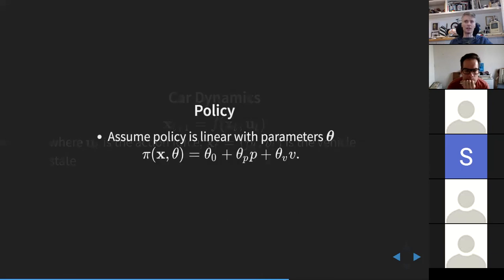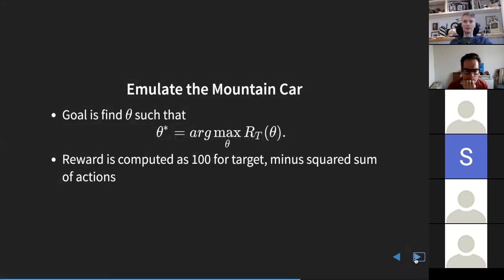So there's a position and the velocity. And as I said, the policy is very simple. It's just an offset and a scaling of the position and a scaling of the velocity. And the car then responds from that. And the aim is to try and get the maximum reward out of the system, which is achieved by, in our case, doing a Bayesian optimization to find the set of parameters of the controller such that we maximize the reward. So the reward is 100 for hitting the target minus the squared sum of actions, right?